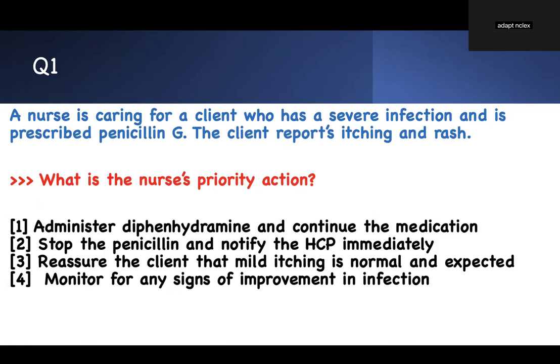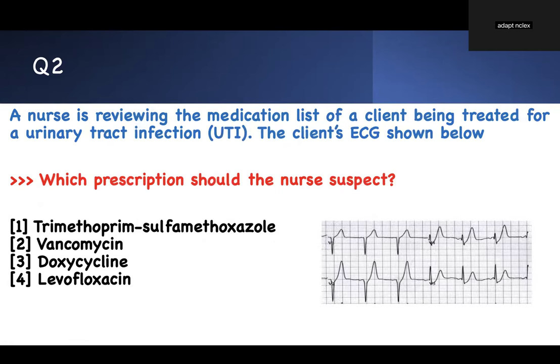Do you give diphenhydramine? Or do you stop the medication and tell the doctor? Or reassure the client that this is not a problem? Penicillin, antibiotic, rash and itchiness are never normal. Therefore, what do you do? Stop the penicillin and let the doctor know. Number two is your right answer.